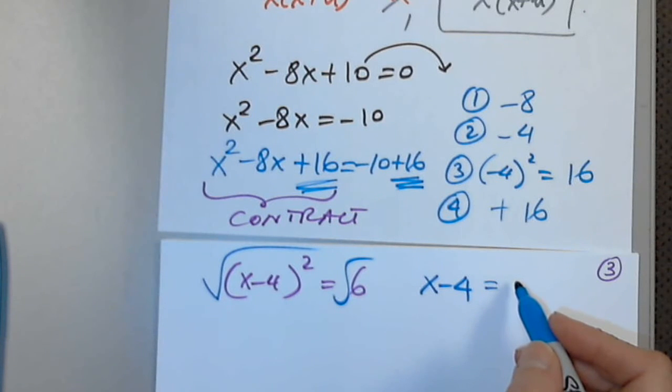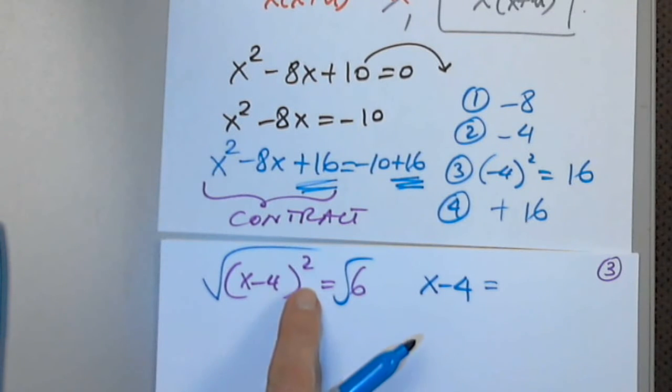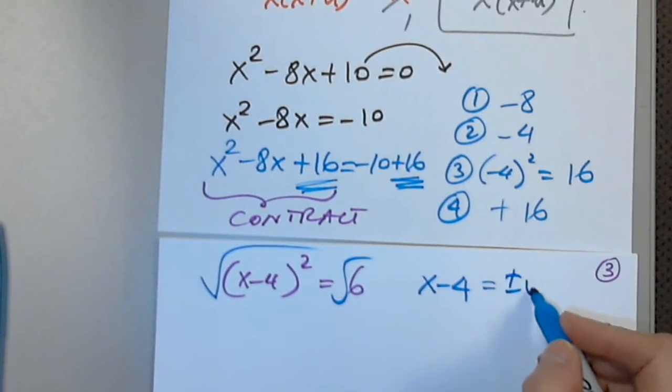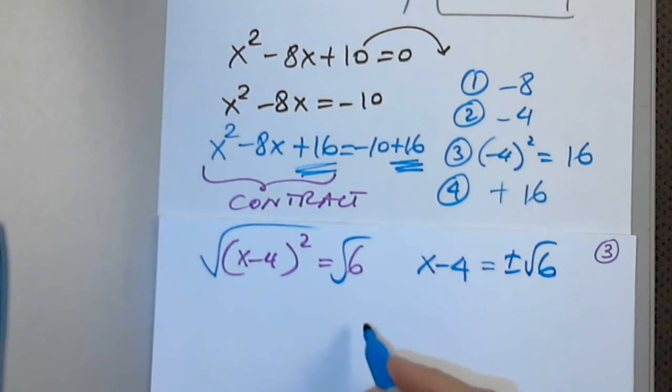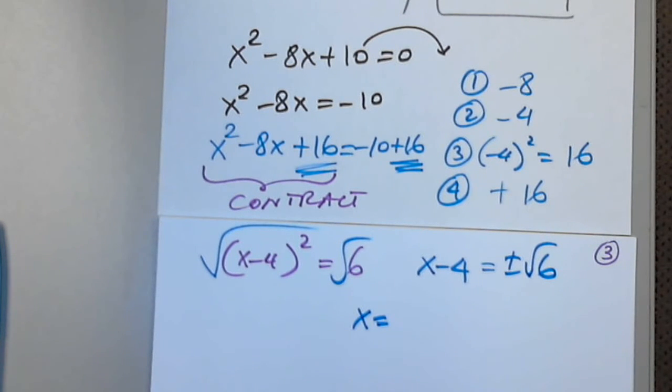Don't you move that 4 to the other side? It's squared. Plus or minus square root of 6. Ah, that's it. That's all I wanted. So then x equals? 4 plus or minus. Very good. This is it.